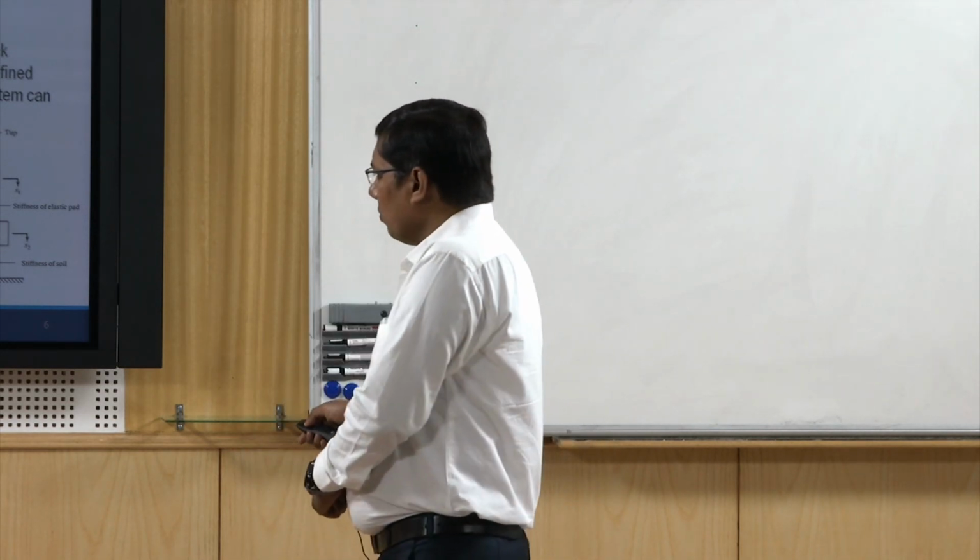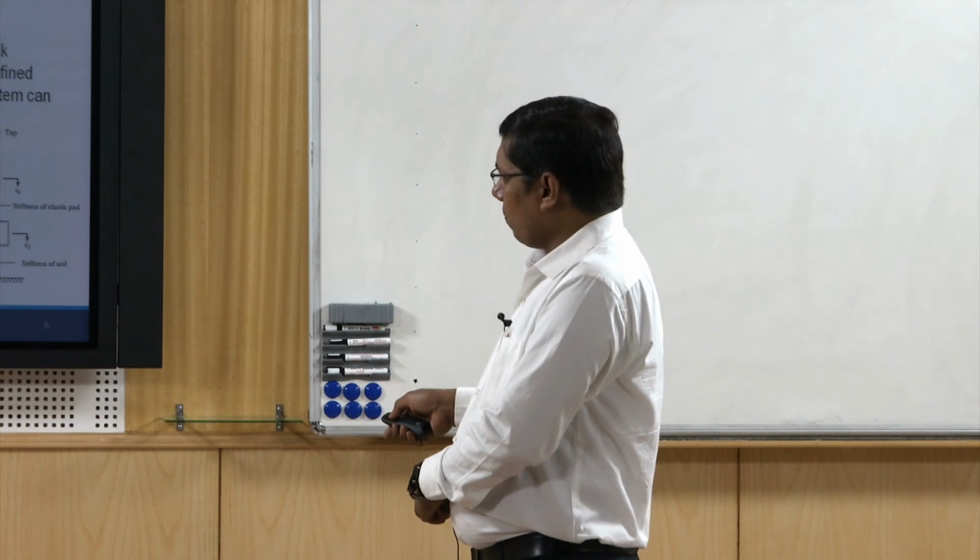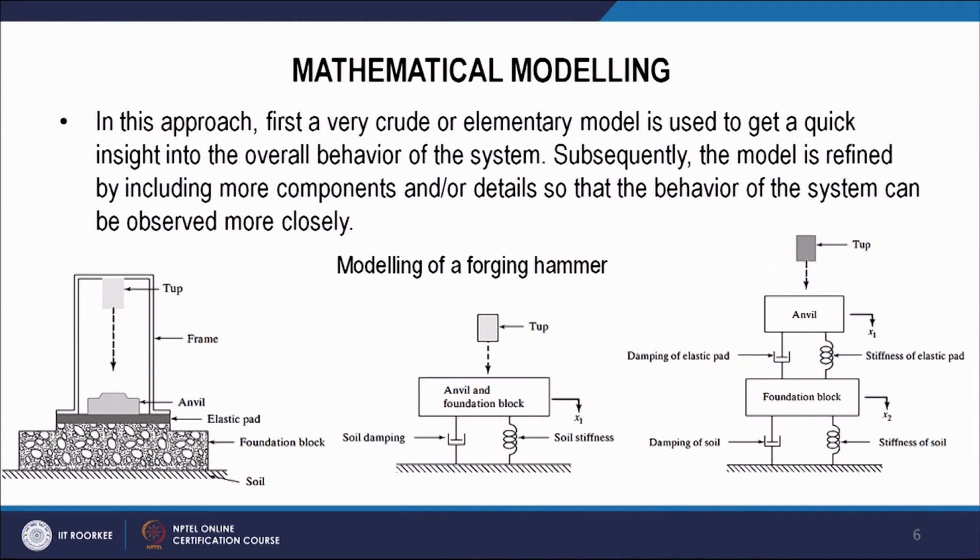So, all the mass is just one element, and then here we take the damping of soil and the stiffness of soil. In this case we have not considered the damping of elastic pad or other elements. So, this is our first model, basic model. Now, we can solve this, we can find some results, then we can improve, we can refine this model.